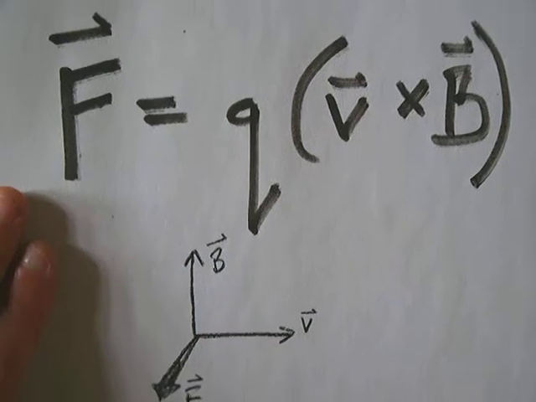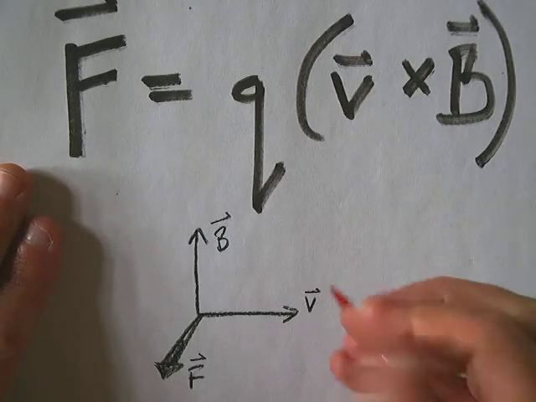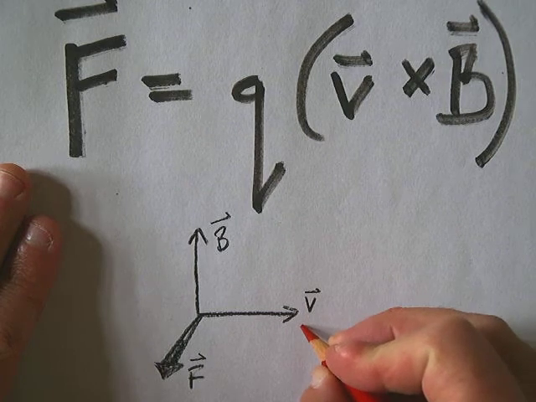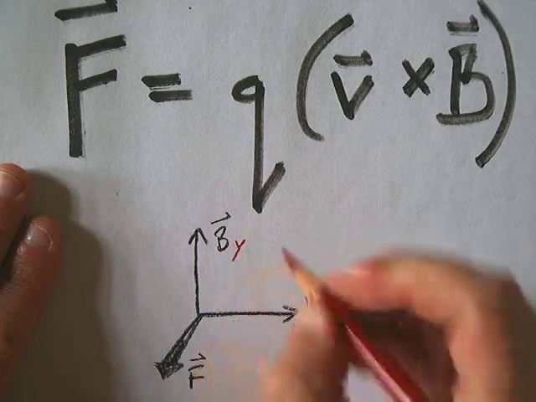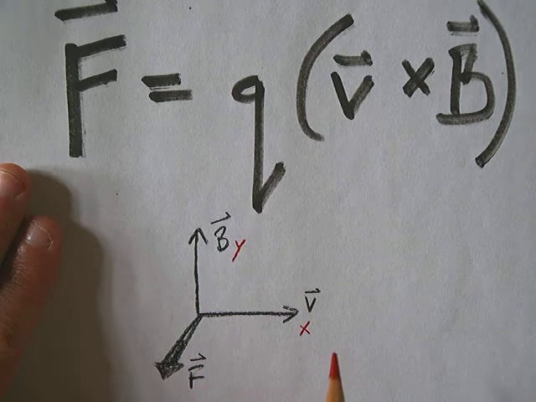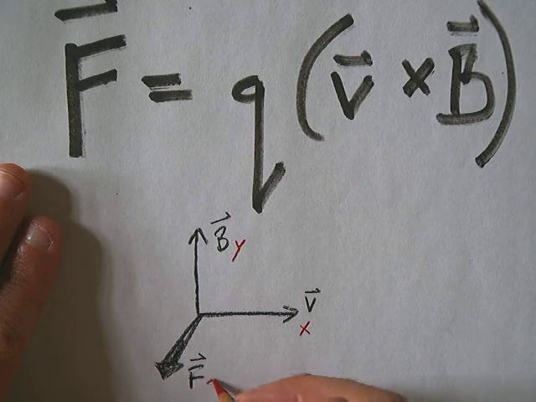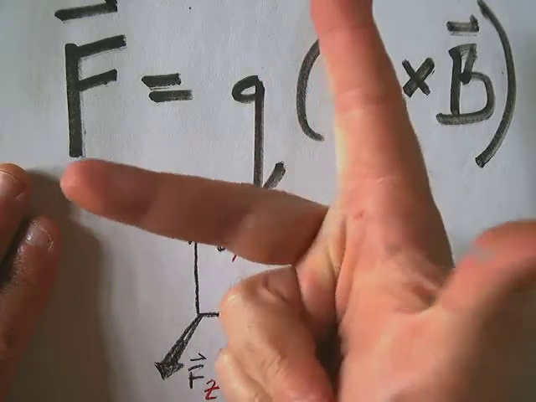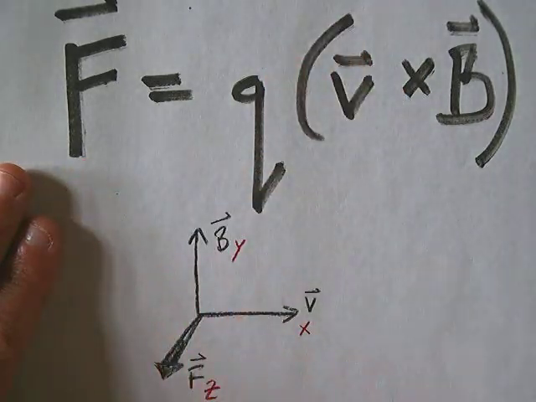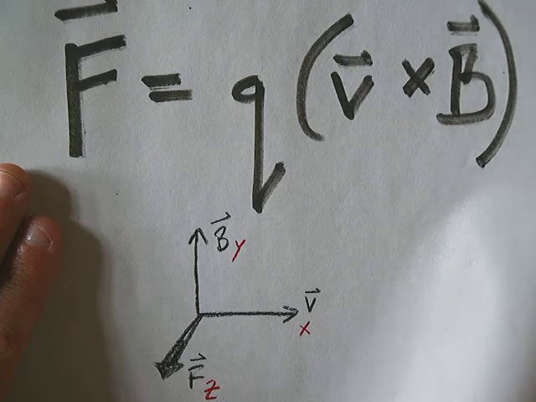So, if the velocity is the x-axis and the magnetic field is the y-axis, the force will always be the z-axis for a positive charge. So we're going to use our right-hand rule to figure out the relationship. So let's go through some problems.